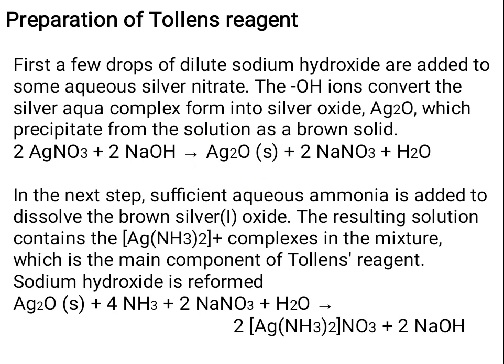In the next step, sufficient aqueous ammonia is added to dissolve the brown silver oxide. The resulting solution contains the silver amine complex Ag(NH3)2 in the mixture, which is the main component of Tollens reagent. Sodium hydroxide is reformed. So at first stage, this reaction is occurring, and in the next stage, when you are adding much more ammonia, ammonia is reacting with this silver oxide, and the silver amine complex is being formed.